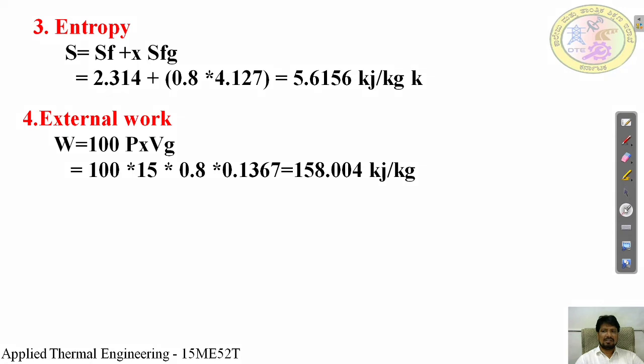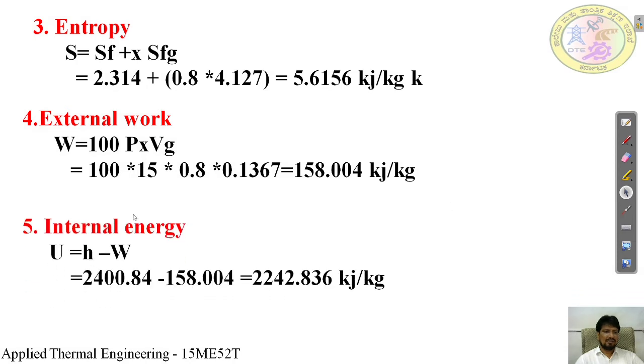Now you calculate the external work. For external work during wet steam, we know the formula: work done is equal to 100 P x into Vg, where P is 15 bar and x is 0.8. The Vg value from the steam table is 0.1367. Now you multiply all these and you will get 158.004 kilojoules per kg. This is the external work done during the wet steam.